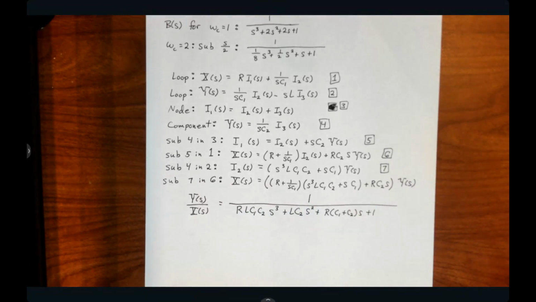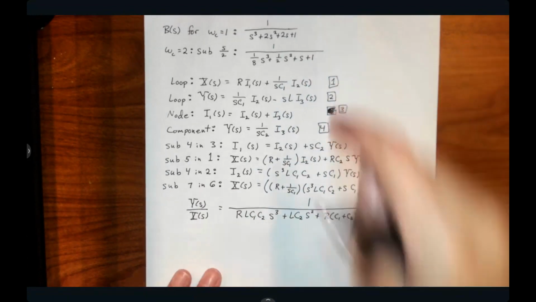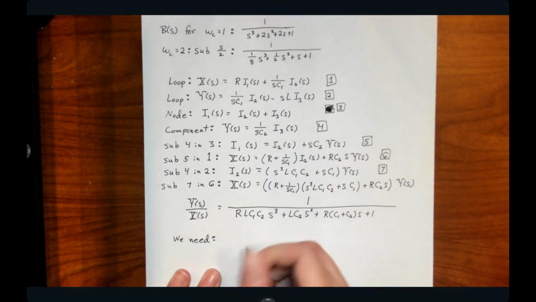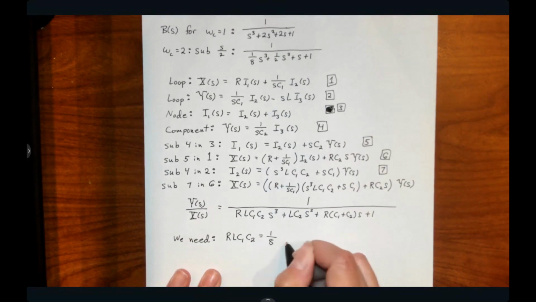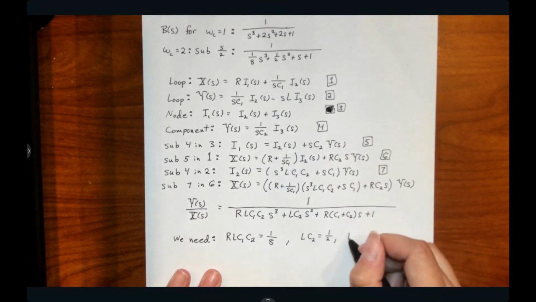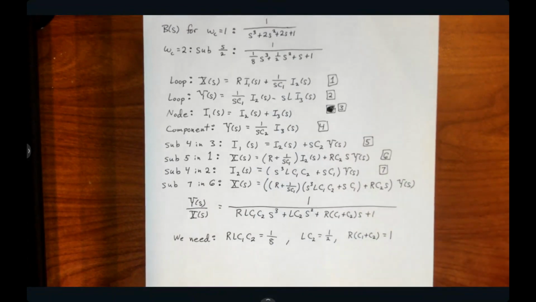And so now, to figure out what I need for all of these circuit element values, all the resistance, inductance, and capacitances, I'm going to take these coefficients here and compare to the form that I want up there. So what we're going to need is R L C1 C2 equals 1/8. L C2 is 1/2. And R times (C1 plus C2) is equal to 1.